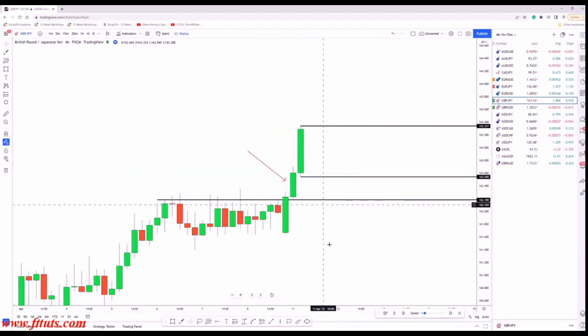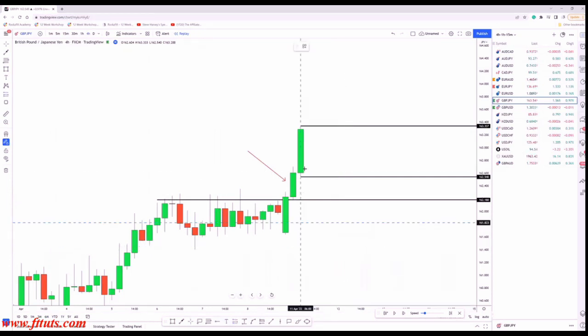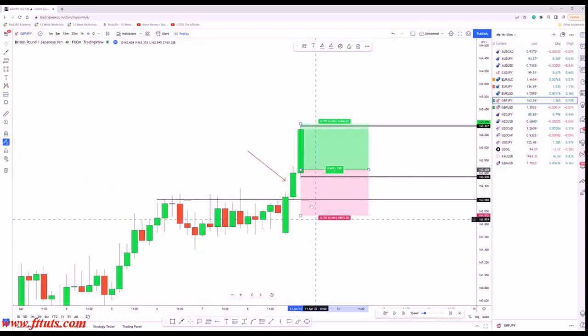We move on to the next point. When is the best time to buy this candle? Wick. After the pullback. Let me ask you something. Is this a good entry?